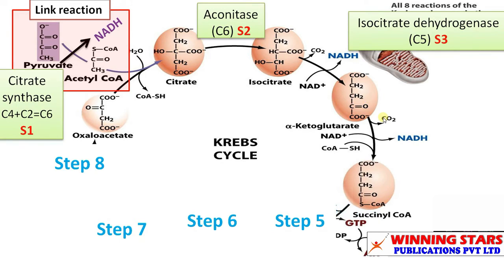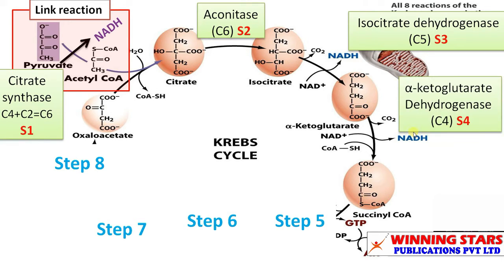Now in step 4, alpha-ketoglutarate is converted to succinyl coenzyme A and the enzyme involved is alpha-ketoglutarate dehydrogenase. Here also the number of carbon atoms is reduced from C5 to C4. So these are 2 consecutive steps where C6 is converted to C5 alpha-ketoglutarate, and alpha-ketoglutarate C5 is converted to C4, that is succinyl coenzyme A.